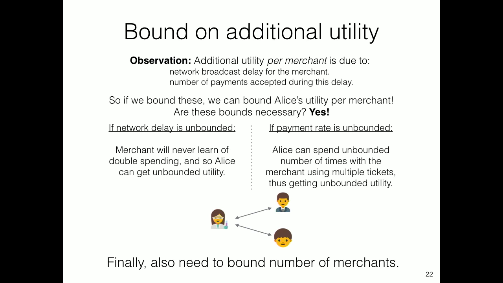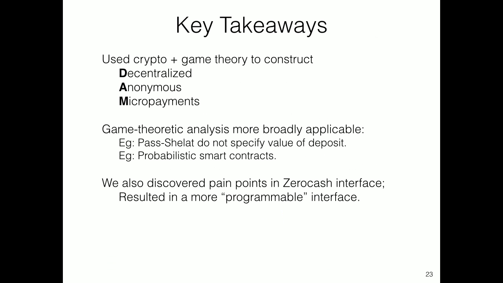So what we get is a theorem which determines exactly what additional utility Alice can gain from double spending within one epoch. And to enforce these bounds, we have to go back and modify a construction. We achieve this, but it's really technical and detailed, so I'm not going to go into it here. Okay. So in conclusion, we construct decentralized anonymous micropayments using some cool tools from crypto as well as game theory.